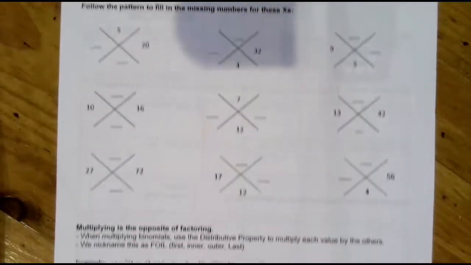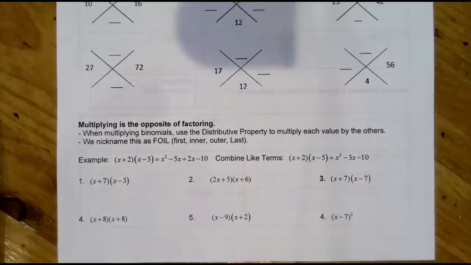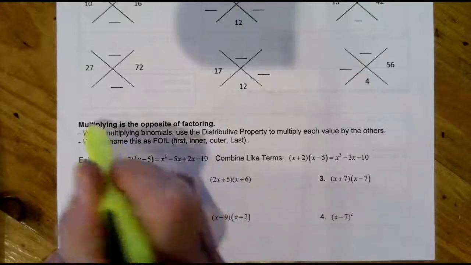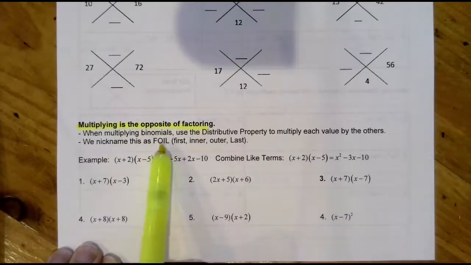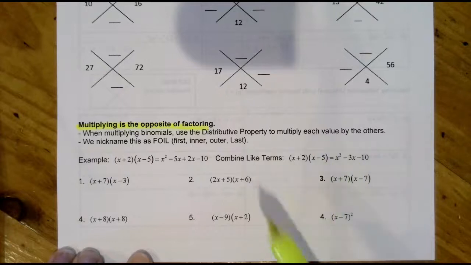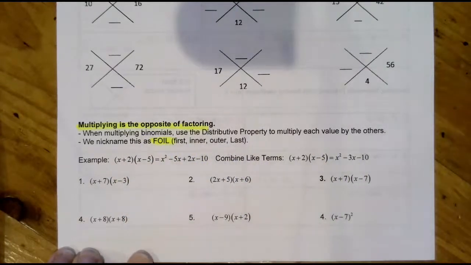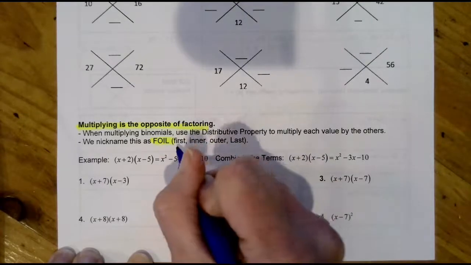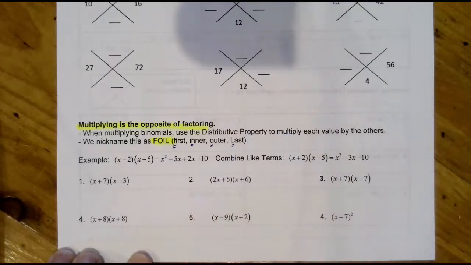All right, moving down, we're going to jump in and start talking about what factoring is. And we're going to start with looking at the opposite of factoring, which is multiplying. When you multiply binomials, we're actually using the distributive property to multiply each value by the others. Lots of times math people call this FOIL. It's a nickname that we use for our first term, our inner term, our outer term, and our last terms.